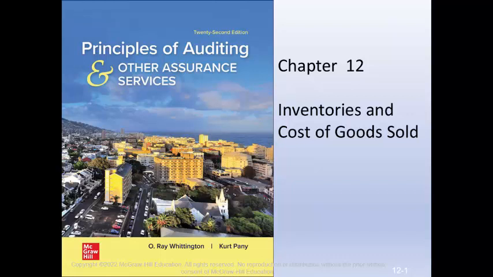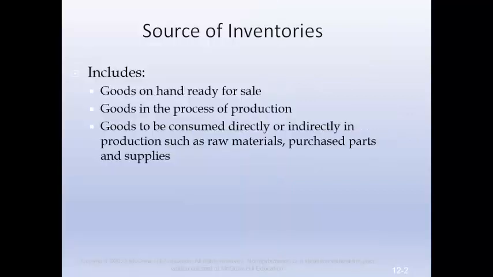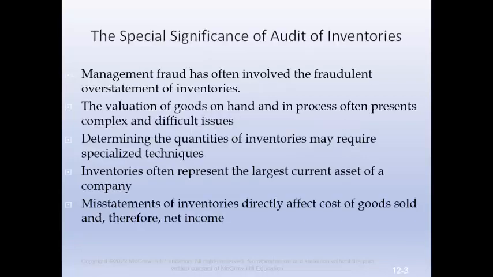Chapter 12, Inventories and Cost of Goods Sold. The term inventories is used in this chapter to include goods on hand ready for sale, whether the merchandise is of a trading concern or the finished goods of a manufacturer, goods in the process of production, and goods to be consumed directly or indirectly in production, such as raw materials, purchased parts, and supplies.